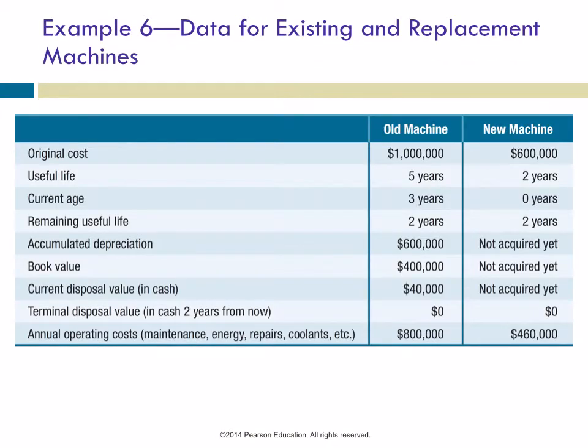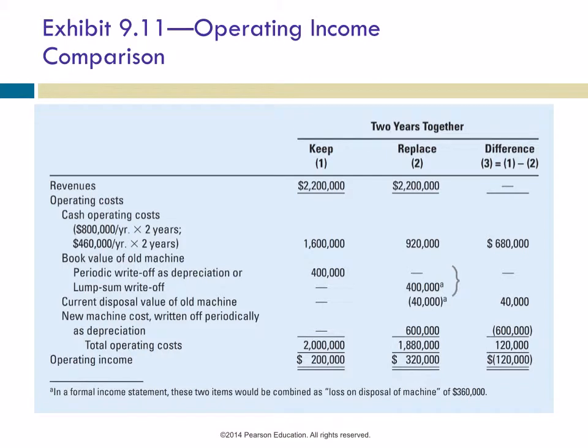So let's look at this here. We're looking at the data for existing and replacement machines. So we see the original cost of the old machine, which is going to be irrelevant for making the decision. And then we see this other information here. So let's skip over to an actual look at the relevant numbers associated with this. So revenue doesn't change.